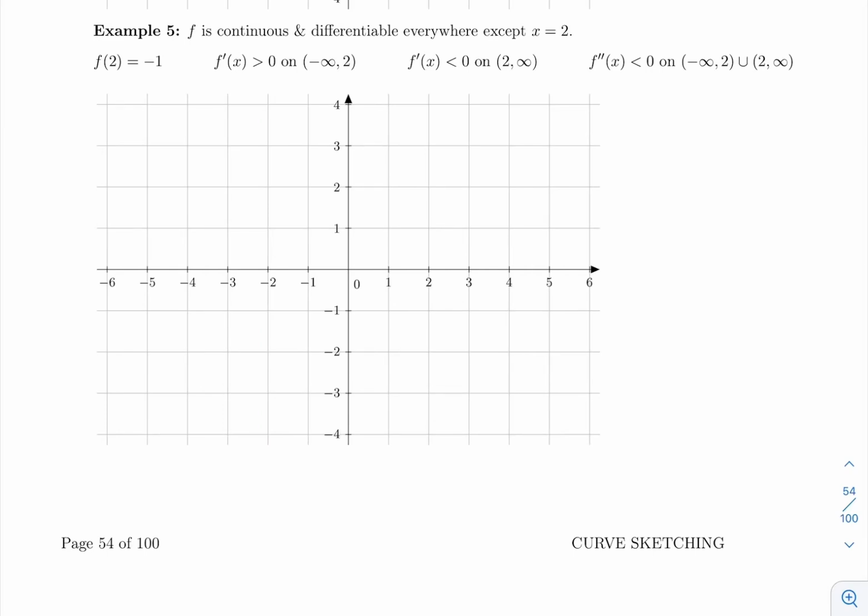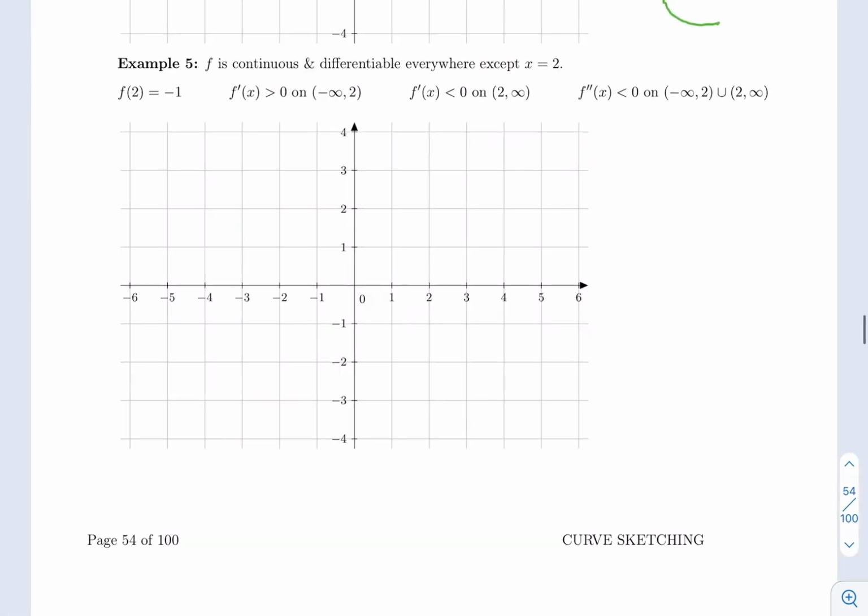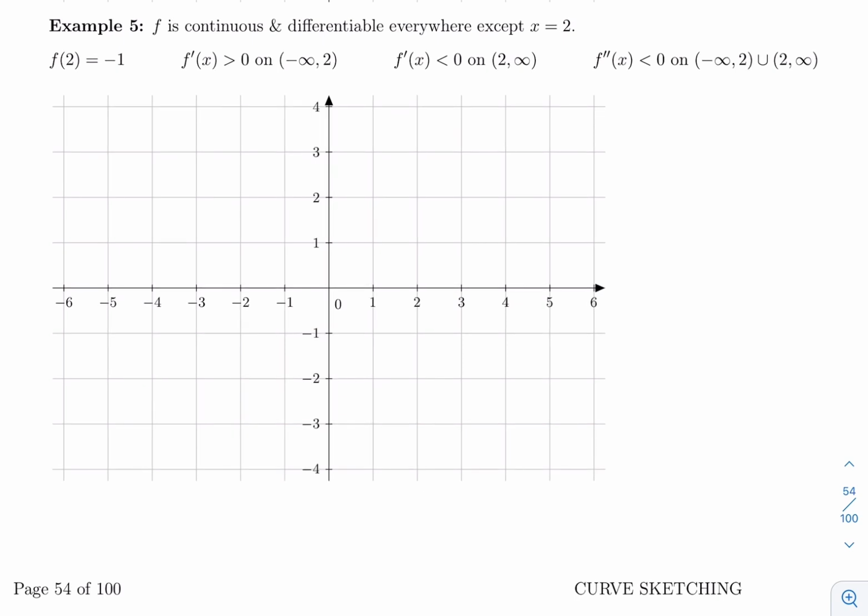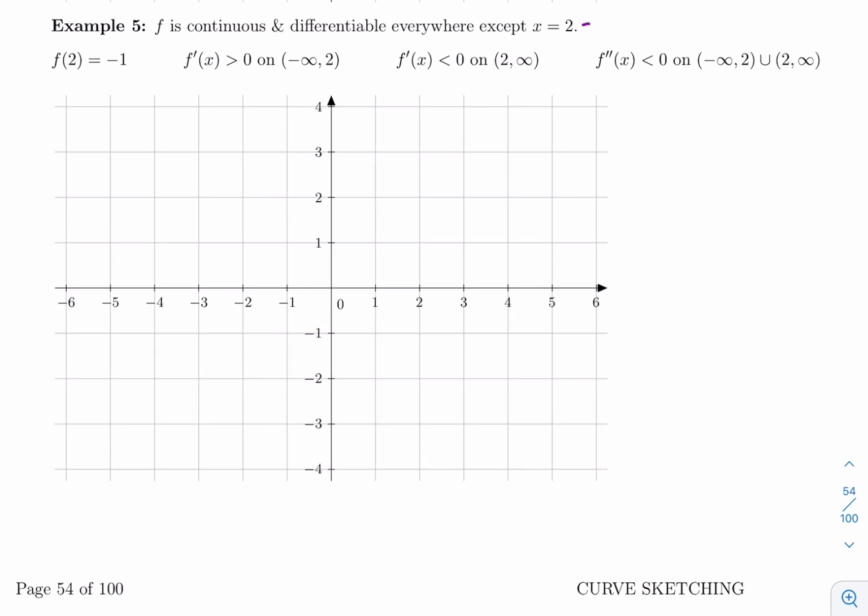Now we want to draw something that is continuous and differentiable everywhere except at x is 2. So at x is 2, we want to be sure to include something that makes it not continuous or not differentiable. We could put a discontinuity, which would make it discontinuous and definitely not differentiable there. We could put a cusp or a sharp corner there, or we could make it look like there's a vertical tangent. Probably the hardest option to draw of the three.